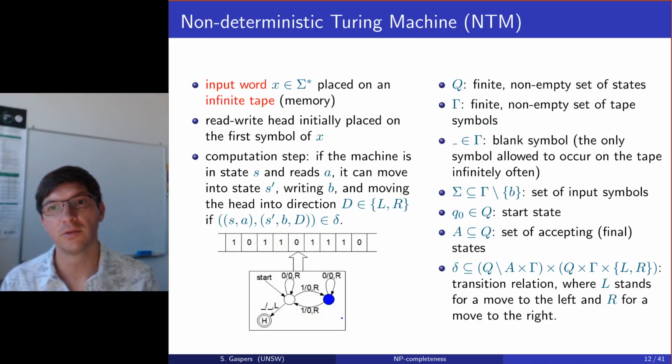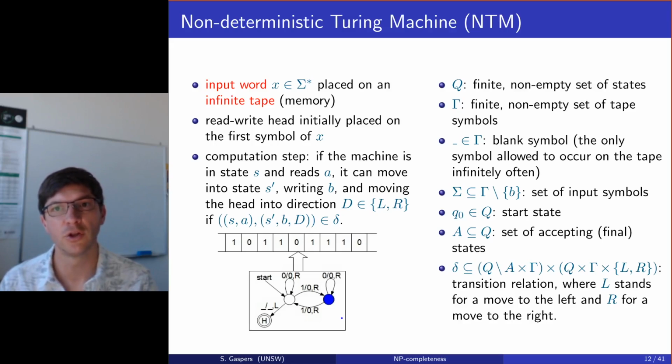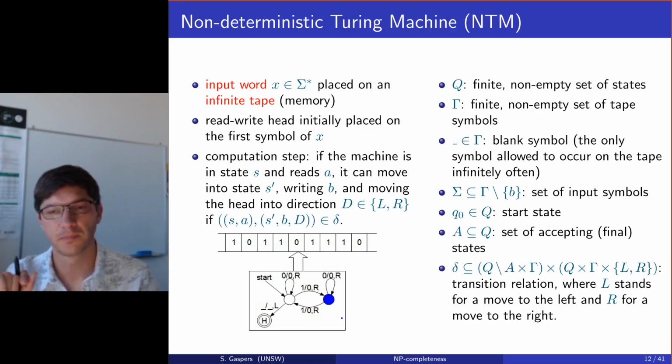Let us now define Turing machines. There are deterministic Turing machines and non-deterministic Turing machines. I define here the most general ones, which are the non-deterministic ones. Deterministic Turing machines are special cases.